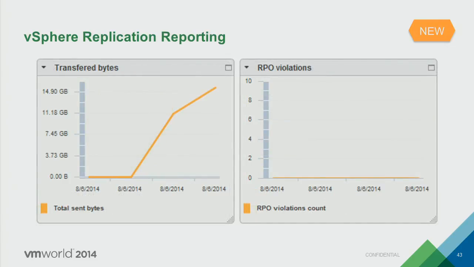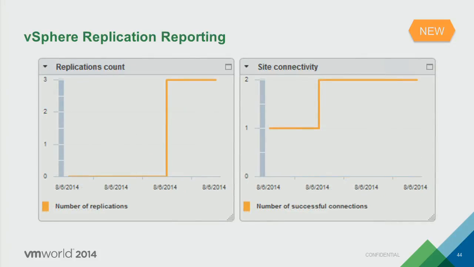Again, it's easier to see up on the big screen. There's some more, so you can see the transferred bytes. My environment's in good shape, no RPO violations. And again, you can look at a weekly view, a monthly view. You can even do a custom view, something like that if you want to. And then one more screenshot for you there.